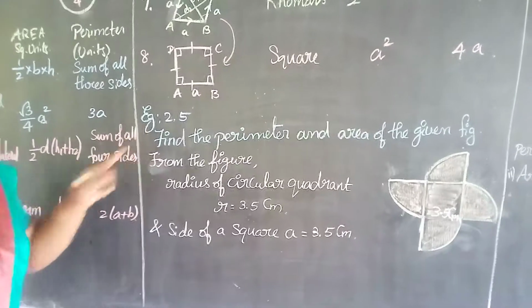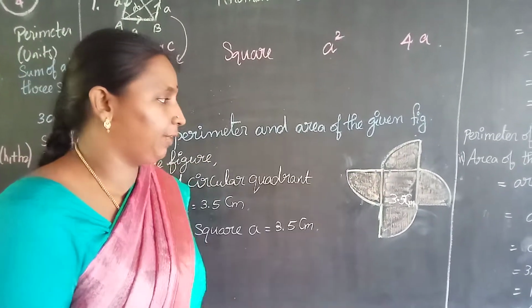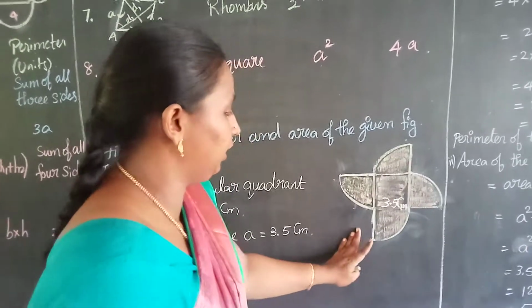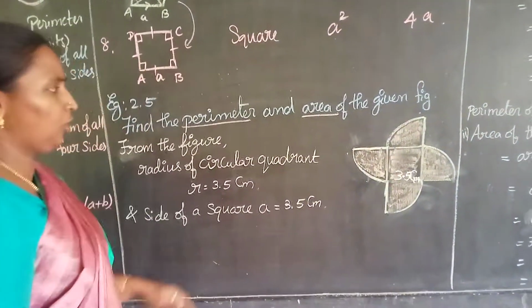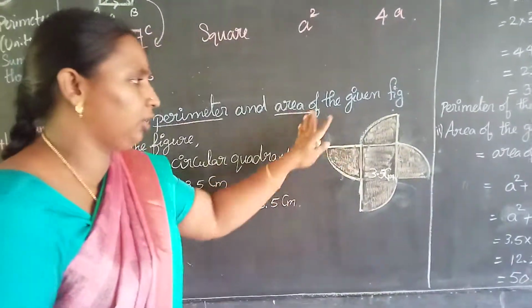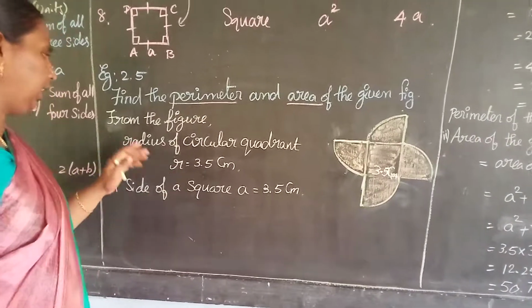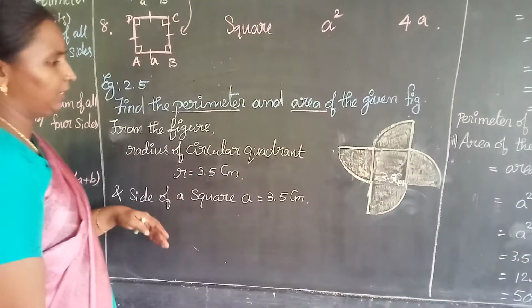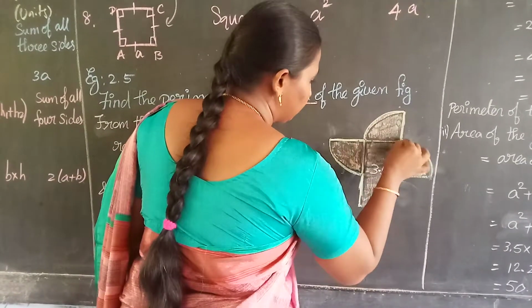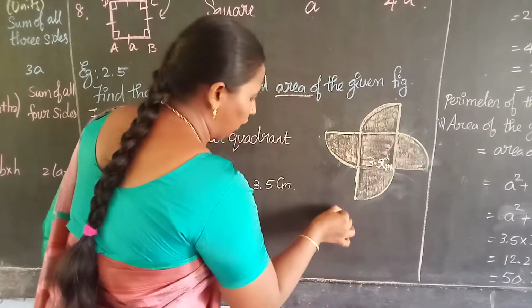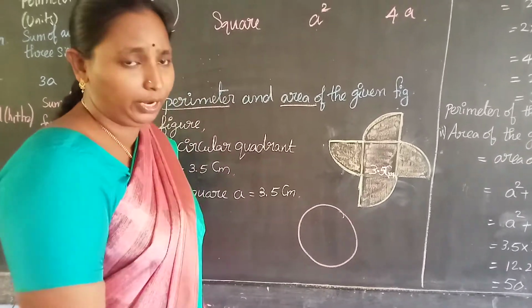So next, move on to example 2.5. Find the perimeter and area of the given figure. So the given figure here, we are going to find both perimeter and area. Already I told, if you add the boundary of this figure, you will get the perimeter. Okay. So from the figure, radius of the circular quadrant. See this. This is in the shape of a circular quadrant. Circular quadrant, I already told while teaching the 2.1 exercise.